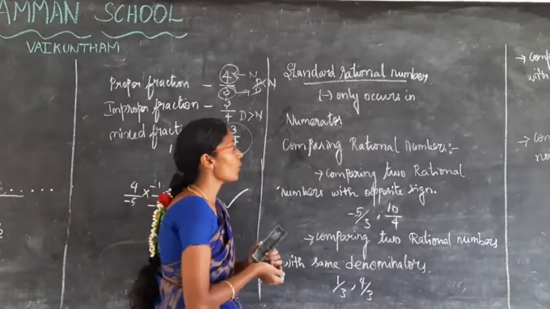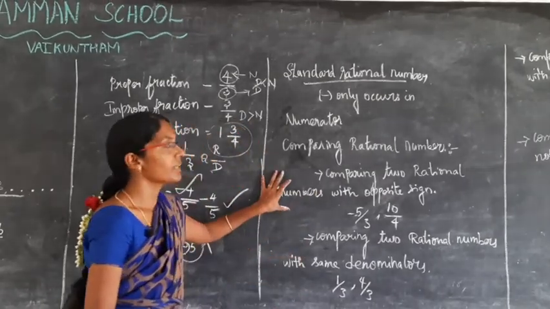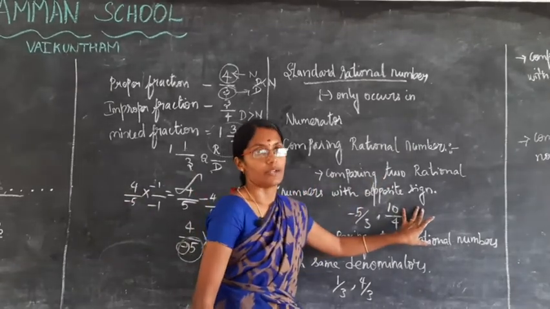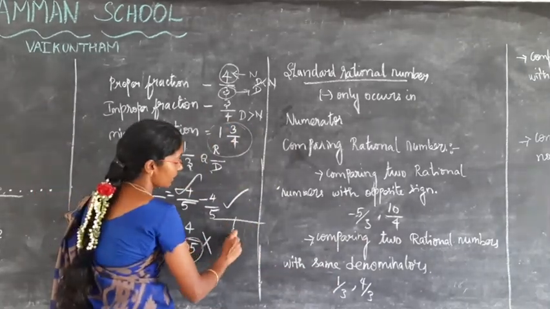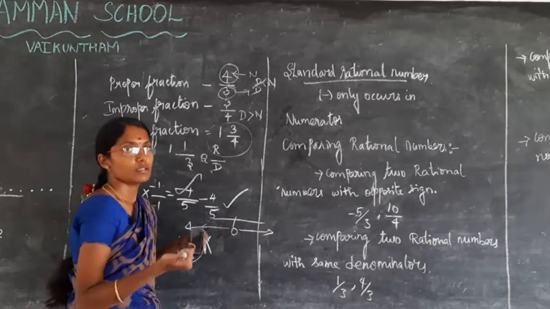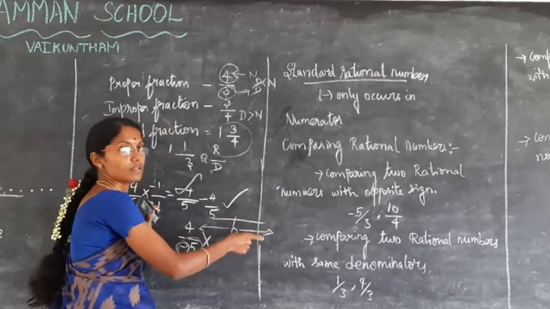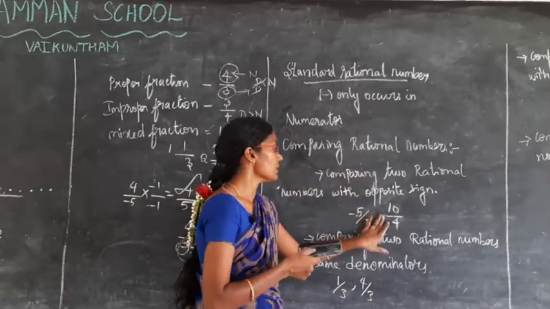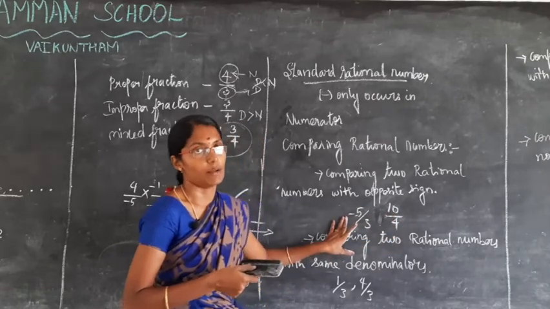Okay. So the next one, comparing rational numbers. So how will you compare? Comparing two rational numbers with opposite signs. If you compare rational numbers with opposite signs, on the number line, this is the negative side and this is the positive side. So which one is greater? The number that occurs on the right side, that is positive. So a rational number with a positive sign is greater than a negative rational number.